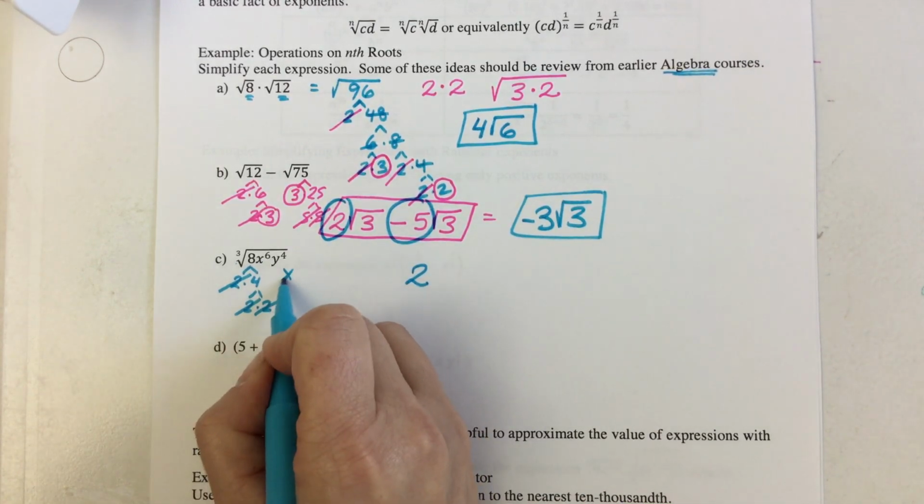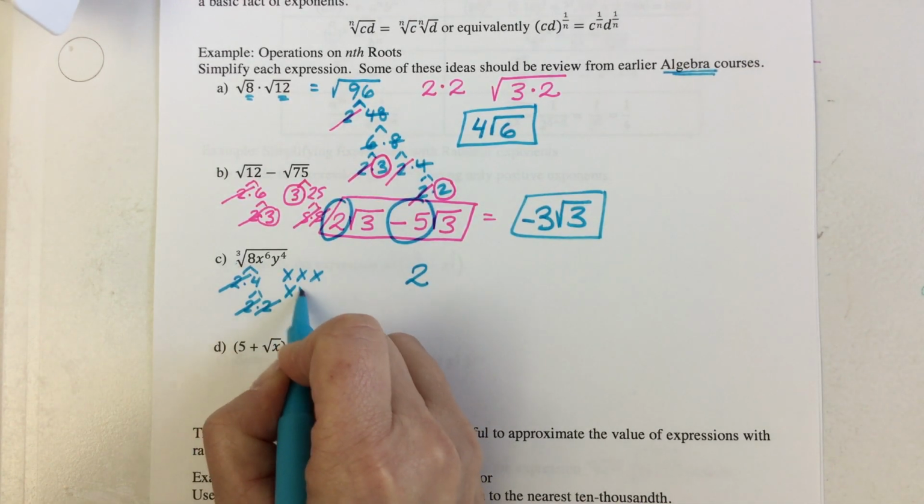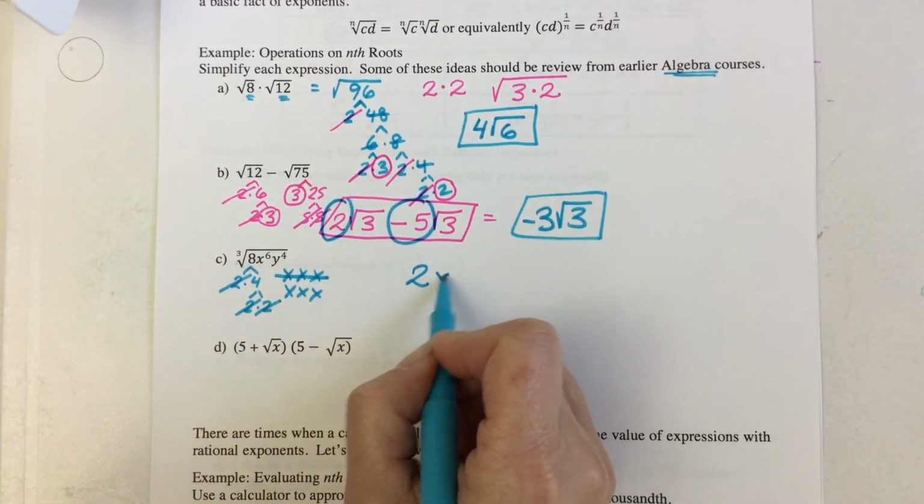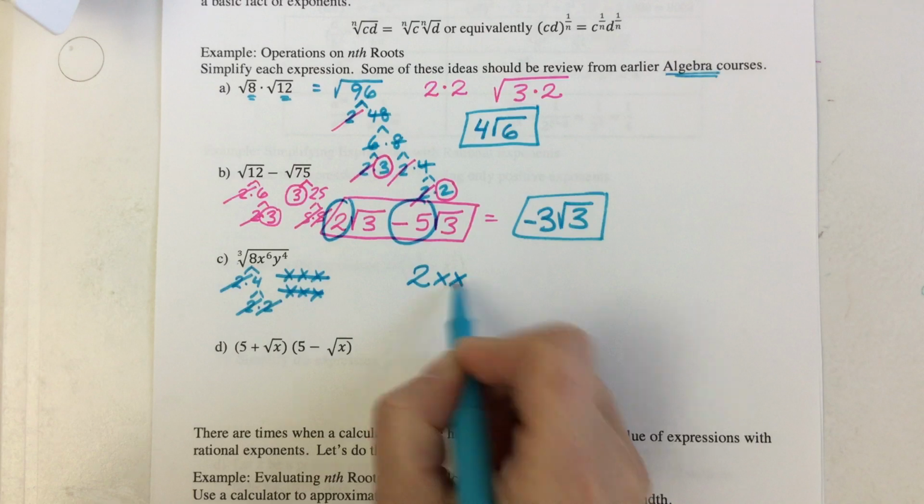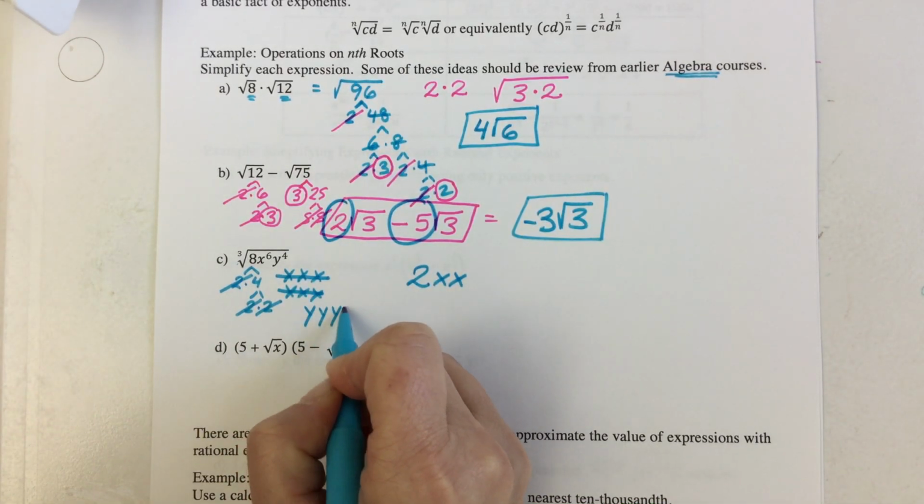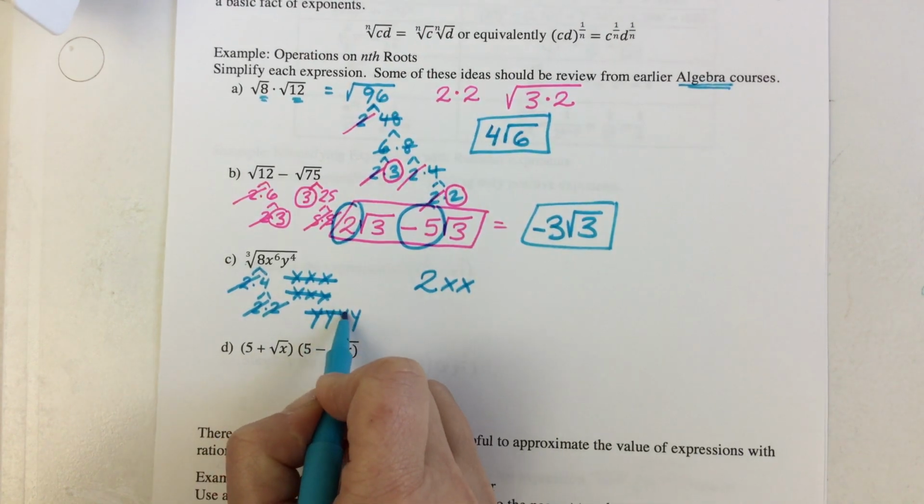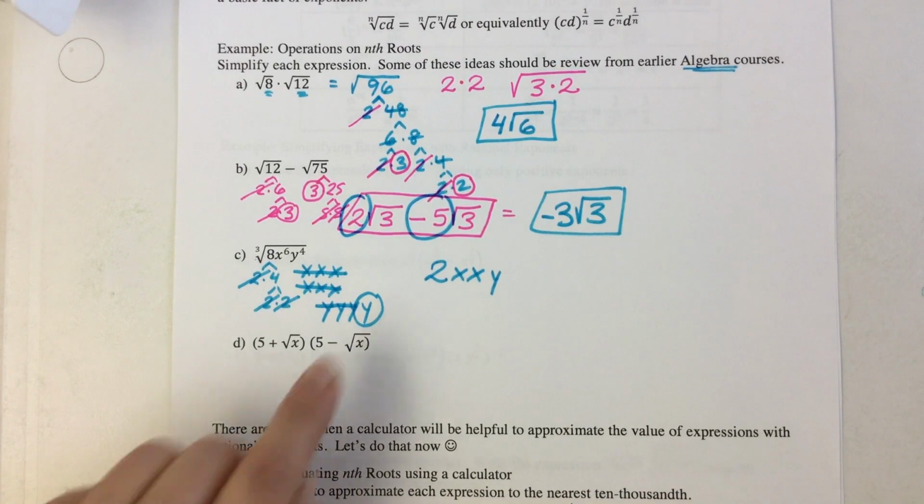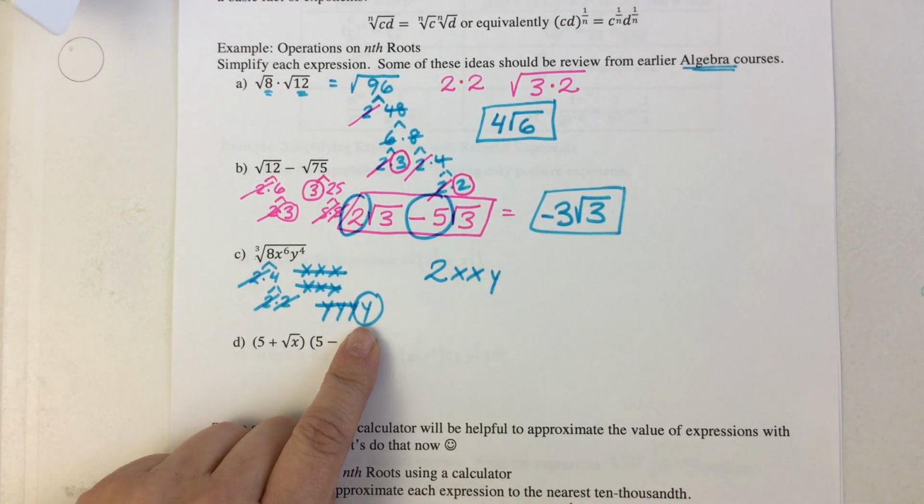Now x's, I have 1, 2, 3, 4, 5, 6. So every time you can cross off 3, you get to write 1. Cross off 3, you get to write 1. I don't have any left. Y to the power 4, 1, 2, 3, 4 y's. I can cross off 3, I get to write 1. After I wrote everything out, I just have this lonely y left. So that's what's going to be left underneath.